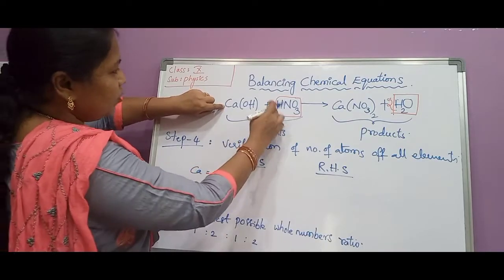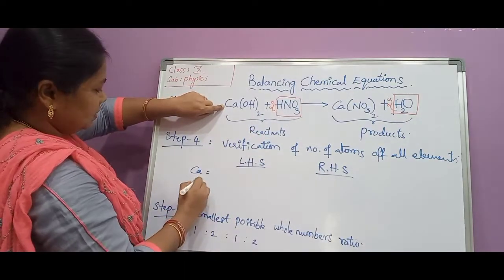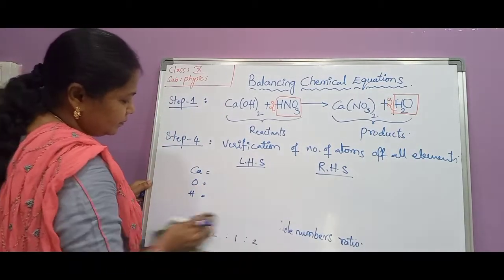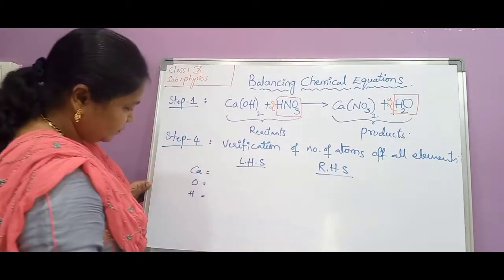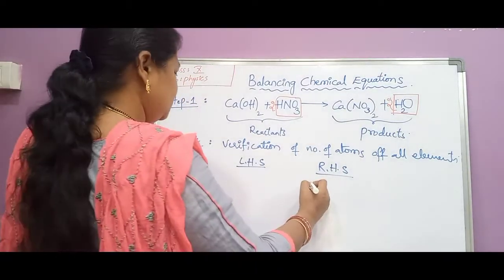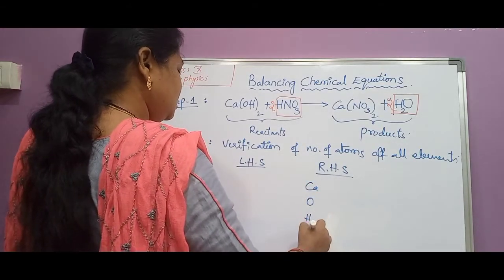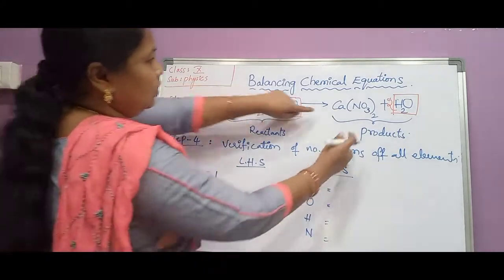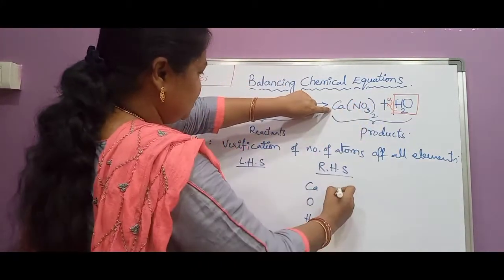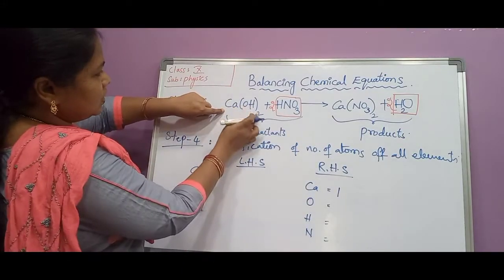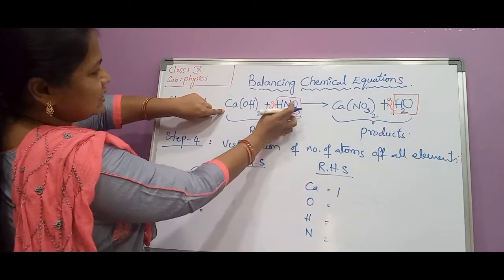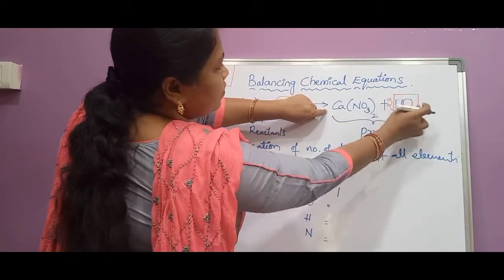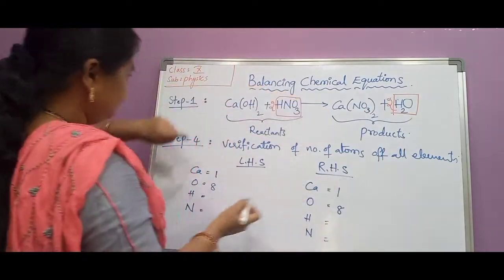Calcium. After writing the coefficients, once again we have to verify. This is also a most important step. Calcium, oxygen, hydrogen, and nitrogen. Here also the same: calcium, oxygen, hydrogen, and nitrogen. Calcium, how many are there in this formula? 1 calcium is there. On the RHS side, in this formula 1 calcium is there. On the LHS side, oxygens: 2 oxygens are there, and here 2 into 3 is 6 oxygens, 6 plus 2, 8 oxygens. On the RHS, oxygens: 3 into 2 is 6 plus 2 from 2 H2O, so 2 oxygens, 6 plus 2, 8 oxygens are there.